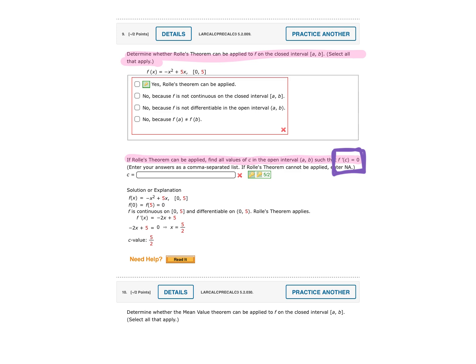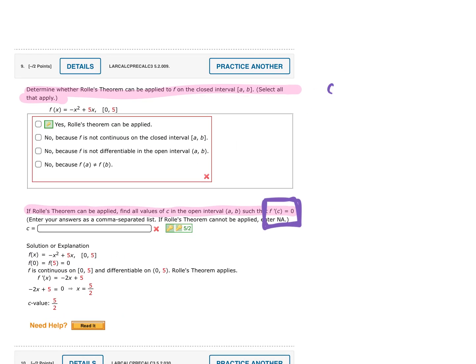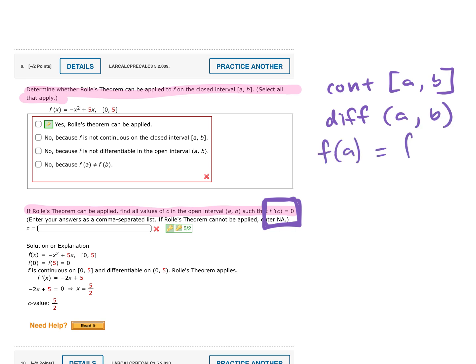So there's three things that we have to check in order to use Rolle's theorem. We need to know if it's continuous on the closed interval. We need to know if it's differentiable on the open interval. And we need to know if f of a is equal to f of b. If one of these three things is not true, then we can't use Rolle's theorem.